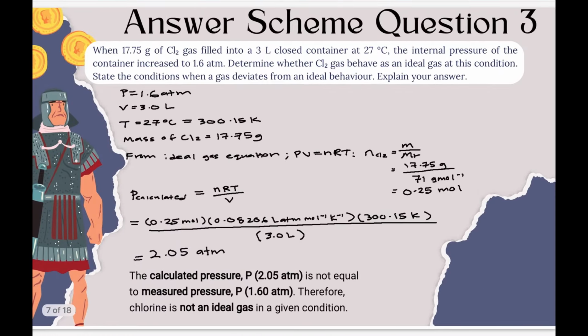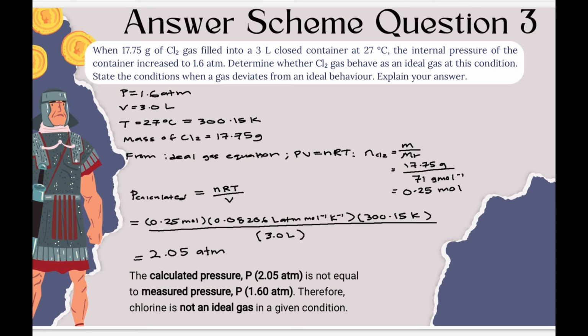Okay, moving on to question 3. A 17.75 grams of Cl2 gas is filled into a 3 liter closed container at 27 degrees Celsius. Usually for questions like this, you have to extract all the information given, and if possible convert everything beforehand into the units that we want to use, because when you want to apply the PV equals nRT formula, you must use everything in the particular units. And then here you get the moles, which is 0.25 moles.